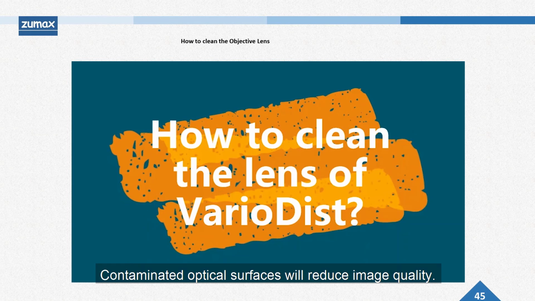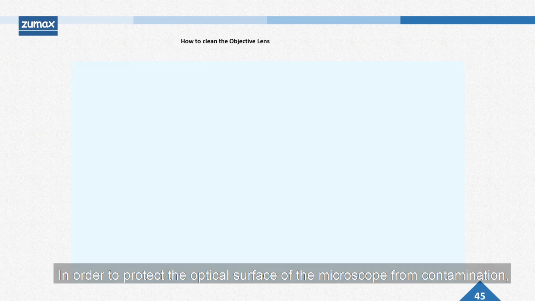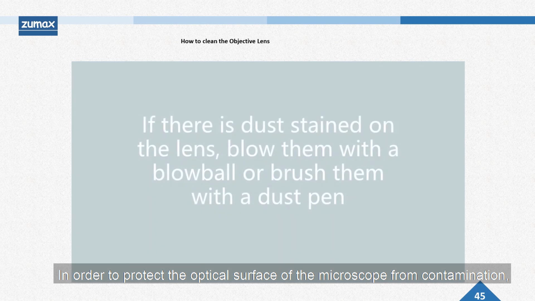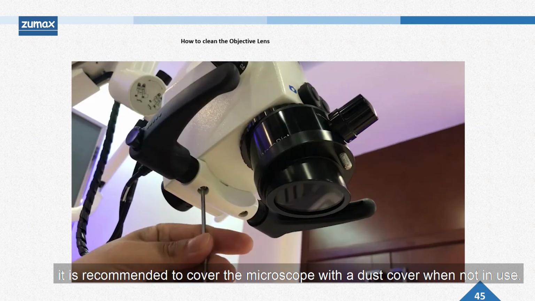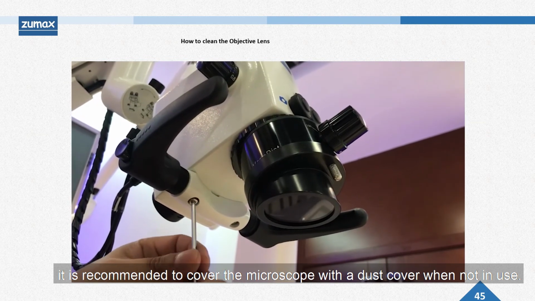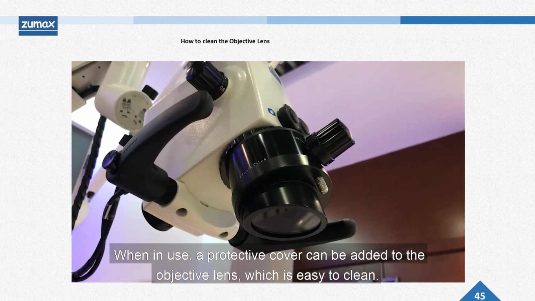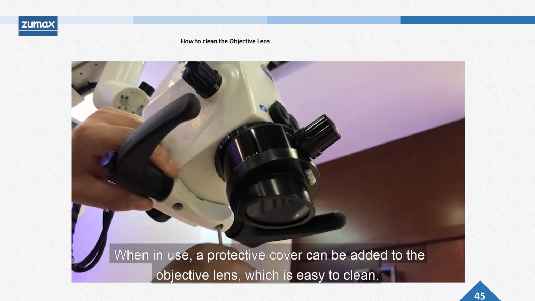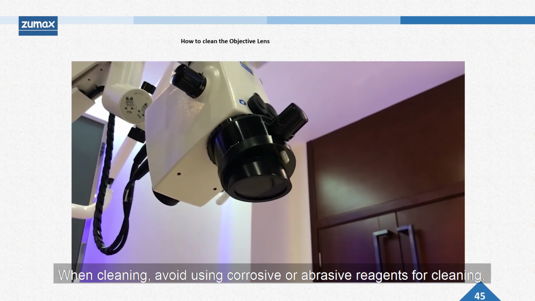Contaminated optical surfaces will reduce image quality. In order to protect the optical surface of the microscope from contamination, it is recommended to cover the microscope with a dust cover when not in use. When in use, a protective cover can be added to the objective lens, which is easy to clean.